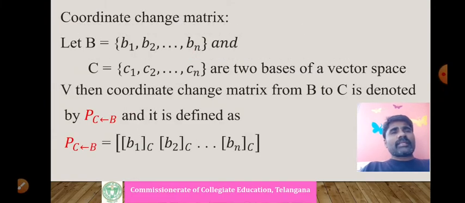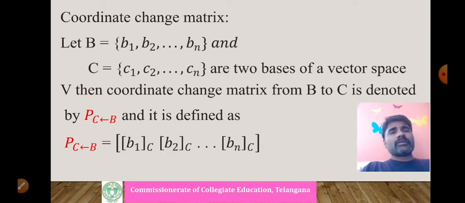Coordinate change matrix: let B equals B1, B2 up to Bn, and C equals C1, C2 up to Cn be two bases of a vector space V. Then the coordinate change matrix from basis B to basis C is denoted by P B to C.